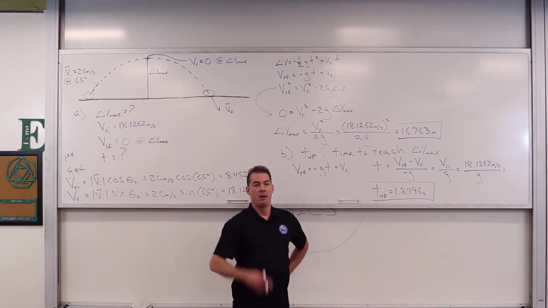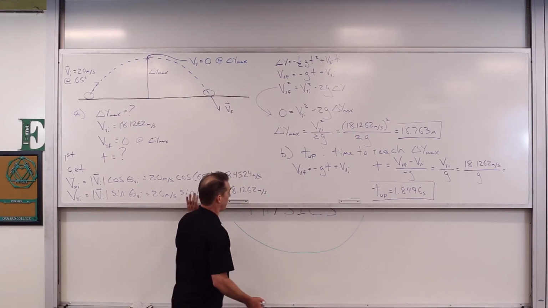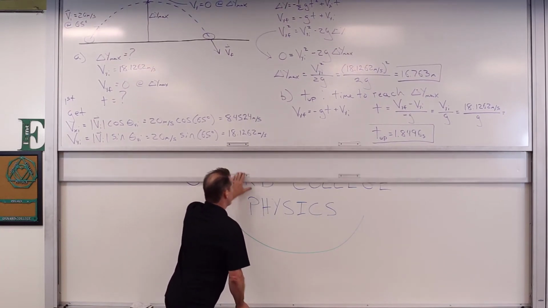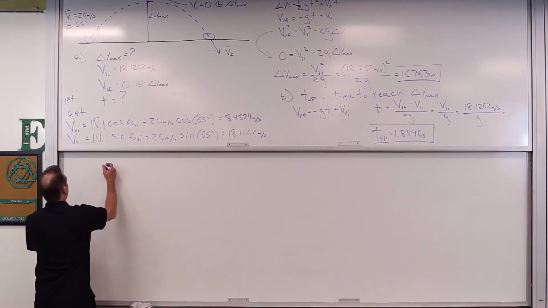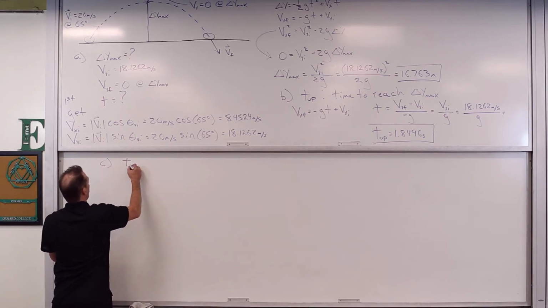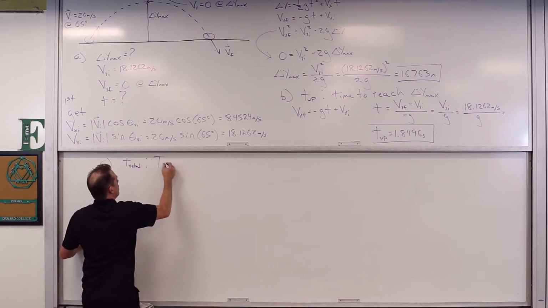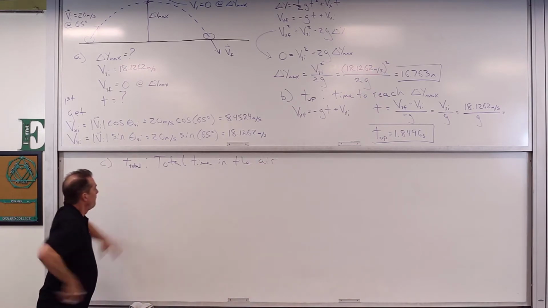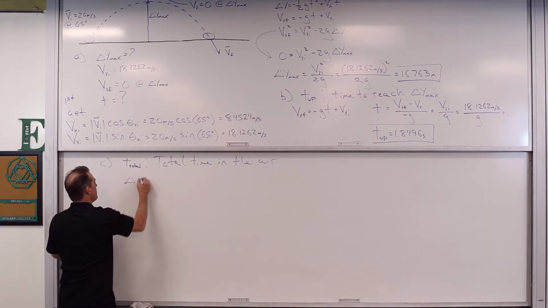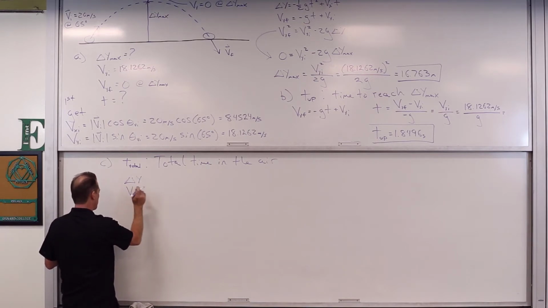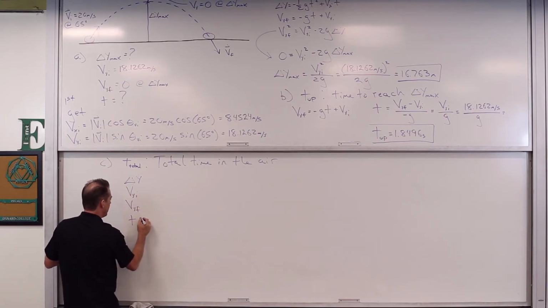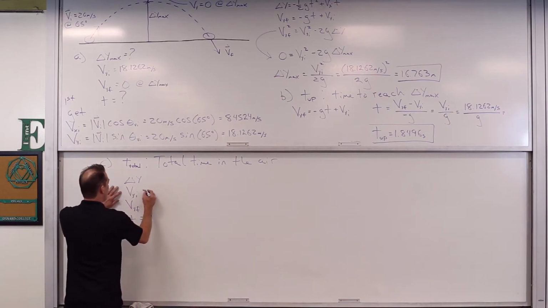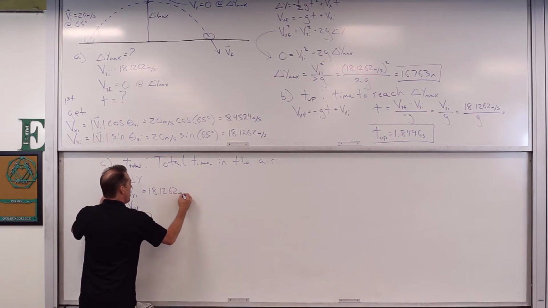Great. Let's ask, hey, how long is this object actually in the air for, from when it starts to when it reaches the ground? What's the total time it's in the air for? Let's see if we can make some correlations here. T total, total time in the air. Well, if we want to figure that out, we've got ourselves some new things going on. We've got a delta Y to consider, a Vy initial, a Vy final, and a T. We're asked for that T right there. We know that Vy initial is 18.1262 meters per second.